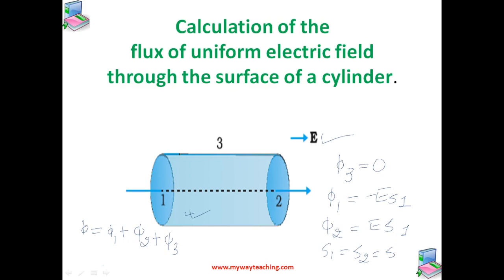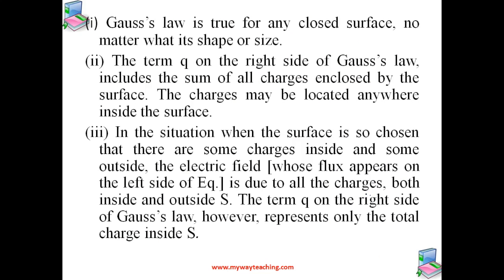So let us understand some of the important points of this Gauss law. The first one is Gauss law is true for any closed surface no matter what is the shape or size. Irrespective of shape and size, this Gauss law holds good. And the term Q on the right side of Gauss law includes the sum of all charges enclosed by the surface. The charges may be located anywhere inside the surface. So the total charge is represented by the term Q.